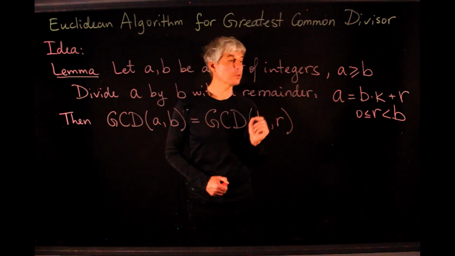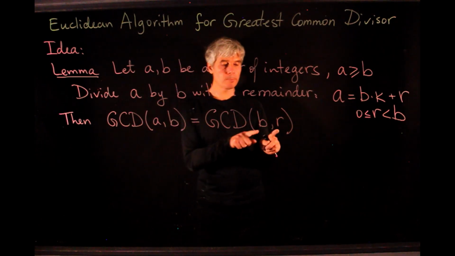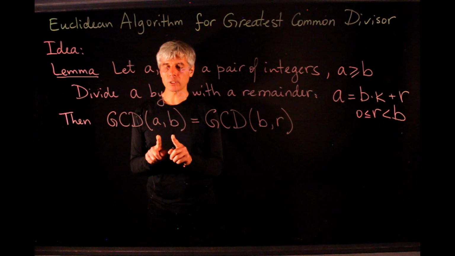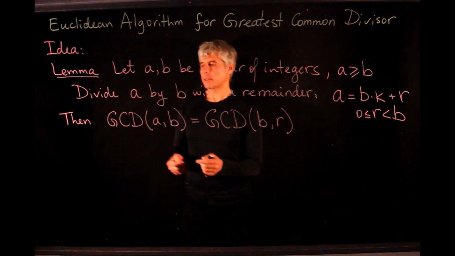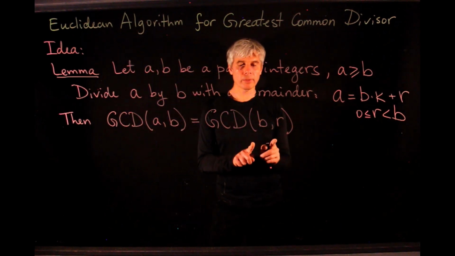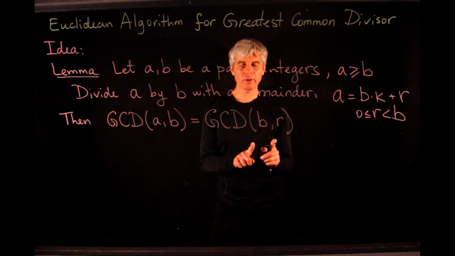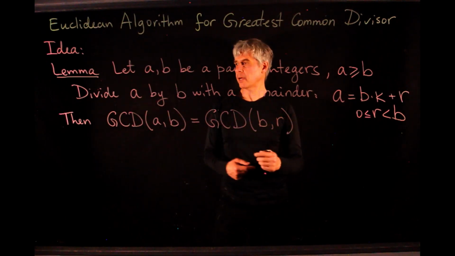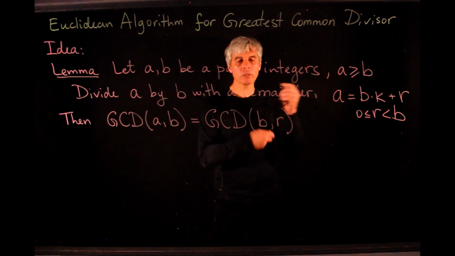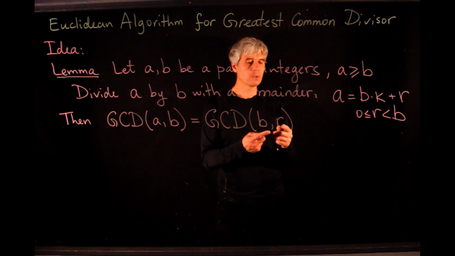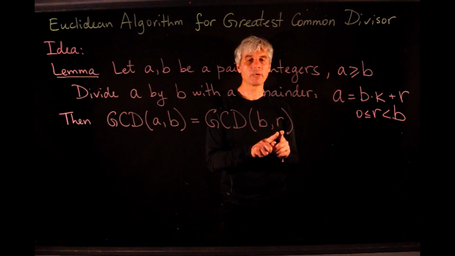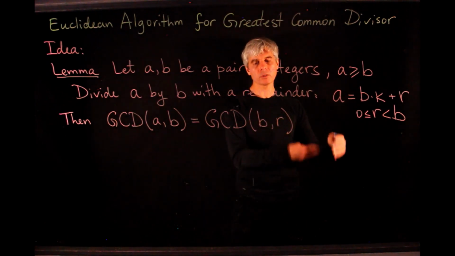And this is a beautiful fact, because now the pair of integers b and r is smaller than the original pair a and b. And we can relate the question of finding greatest common divisors of a larger pair to the question of finding the greatest common divisor of a smaller pair. But then we are going to iterate this idea. When we compute the GCD of b and r, we are going to do the same step. r is less than b, so now we are going to take b and divide it by r with the remainder. And so on and so on and so on.